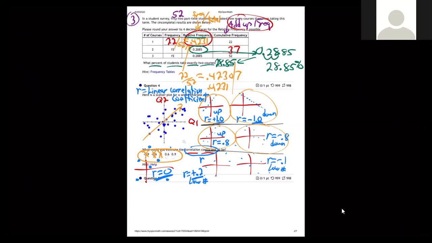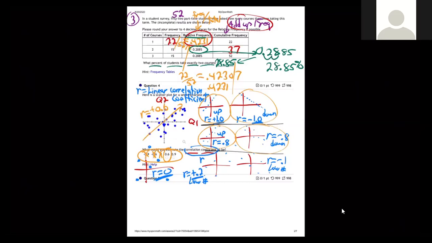But not super tight, huh? They're not perfect at all. That's why the answer is the positive 0.6, not the 0.9. You know, 0.9 would be a really tight pattern. They would almost perfectly line up.